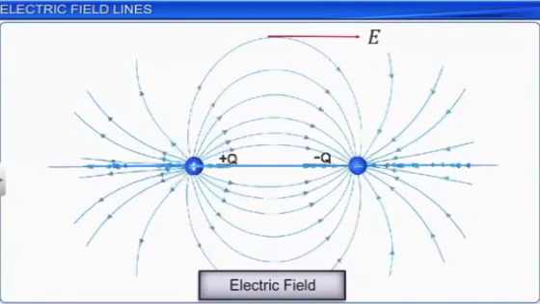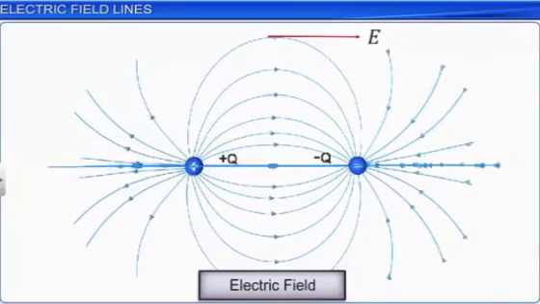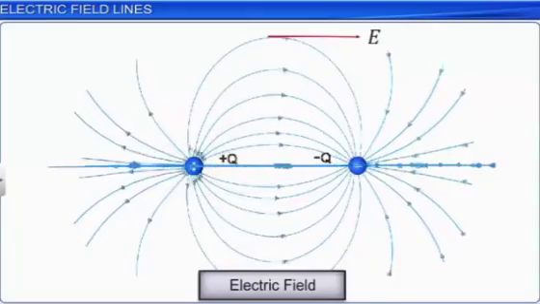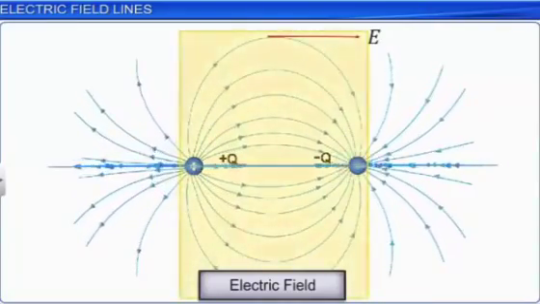For the electric field created by a system of positive and negative charges, the field lines begin at the positive charge and end at the negative charge.